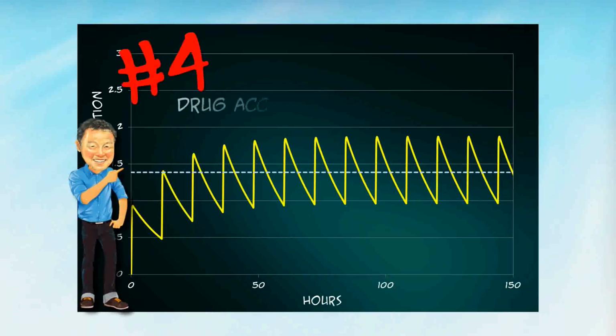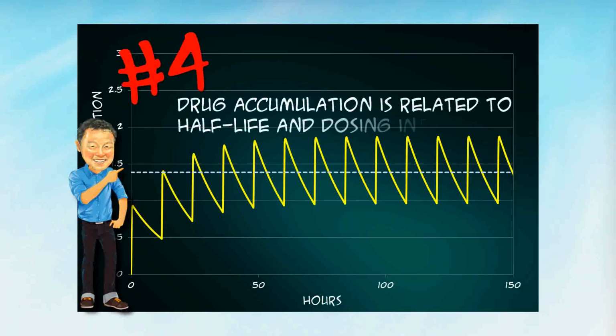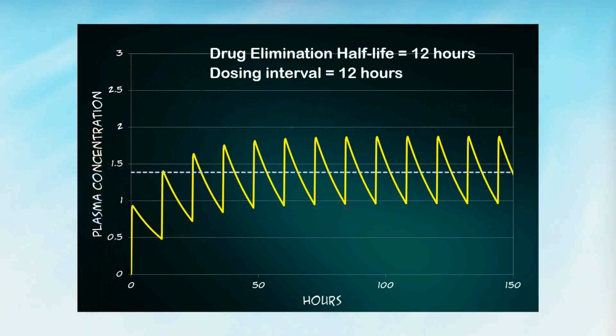Now, point number 4. Lastly, we deal with the issue of accumulation. Whenever a drug is administered as a multiple dose regimen, some degree of accumulation usually happens. The accumulation here is defined as the ratio of the concentrations at steady state to that after the first dose. You can compare peaks or troughs, it doesn't really matter. The accumulation depends on the ratio of the dosing interval to the half-life.